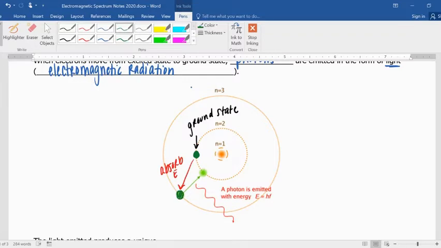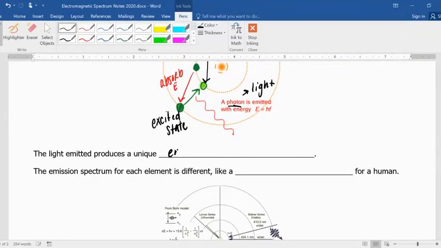However, it can't hold on to that energy. So it then falls back down from the excited state, which we should label here. It falls back down to the ground state again. And when it falls down to the ground state, this is when it emits energy in the form of a photon. And a photon is light, which we can sometimes see. Now, this light that gets emitted produces something called an emission spectrum. Depending on what substance the electron is in, it's going to produce a different emission spectrum, because the emission spectrum is unique for every single element, just like a fingerprint is for a human.